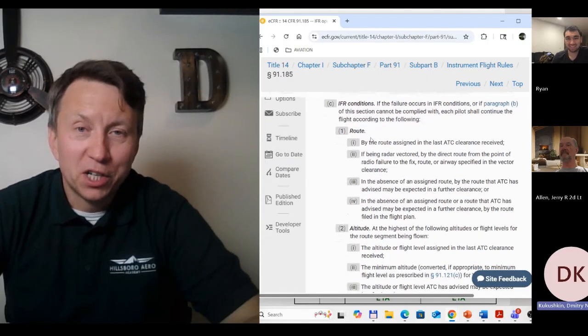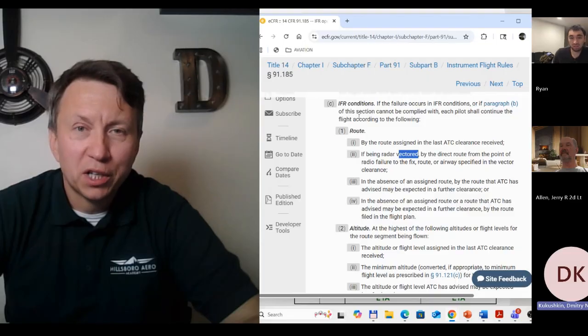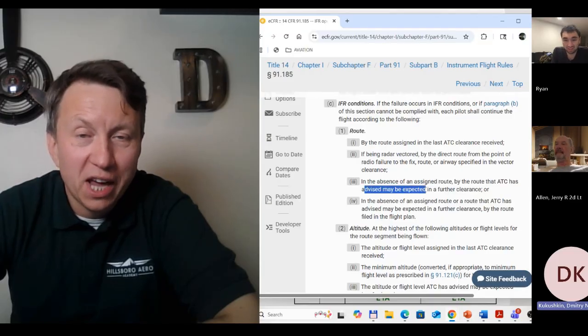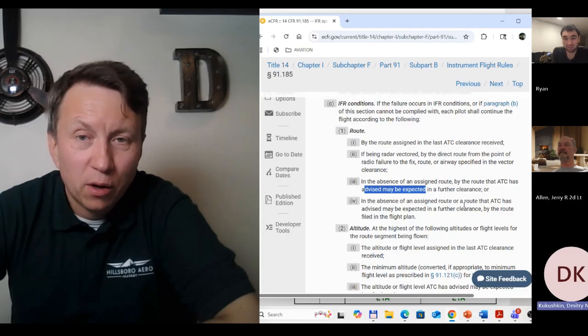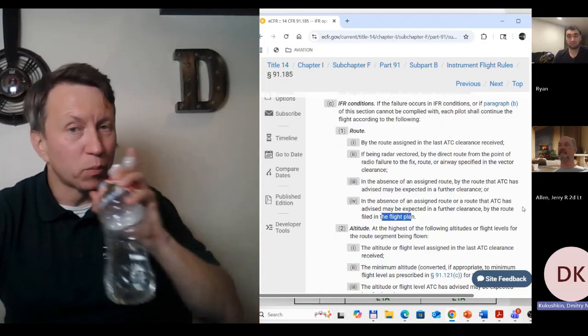Then IFR conditions. So the route, that's Avenue F: assigned, vectored, and by the way, each pilot shall continue the flight according to the following. Then in absence of an assigned route, by the route that ATC has advised may be expected. So there's avenue E, and in absence of assigned or expected, by the route filed. So there's avenue F.